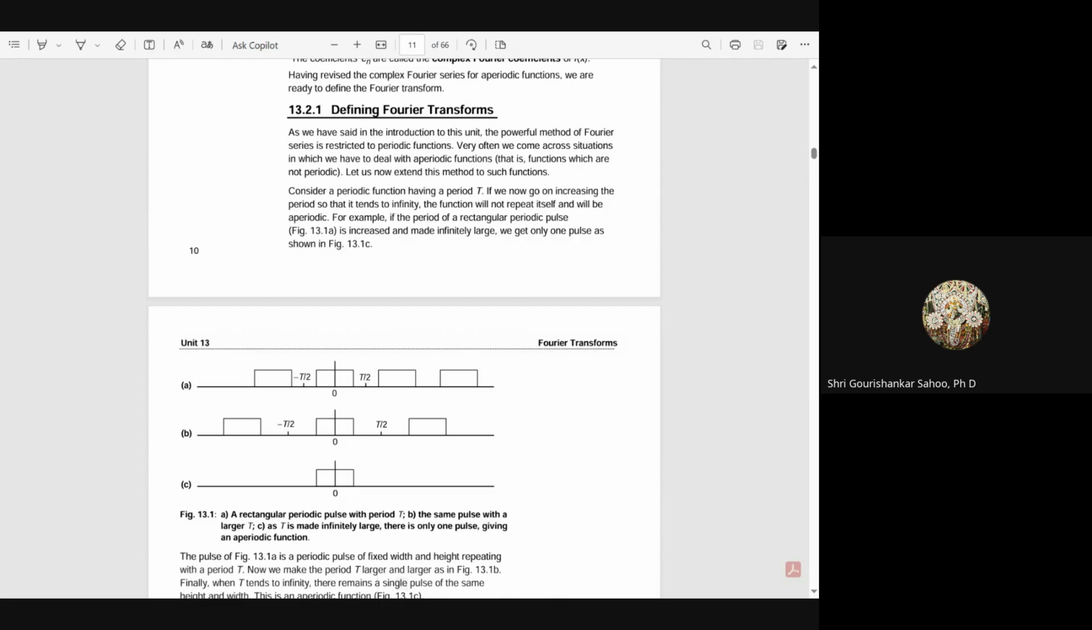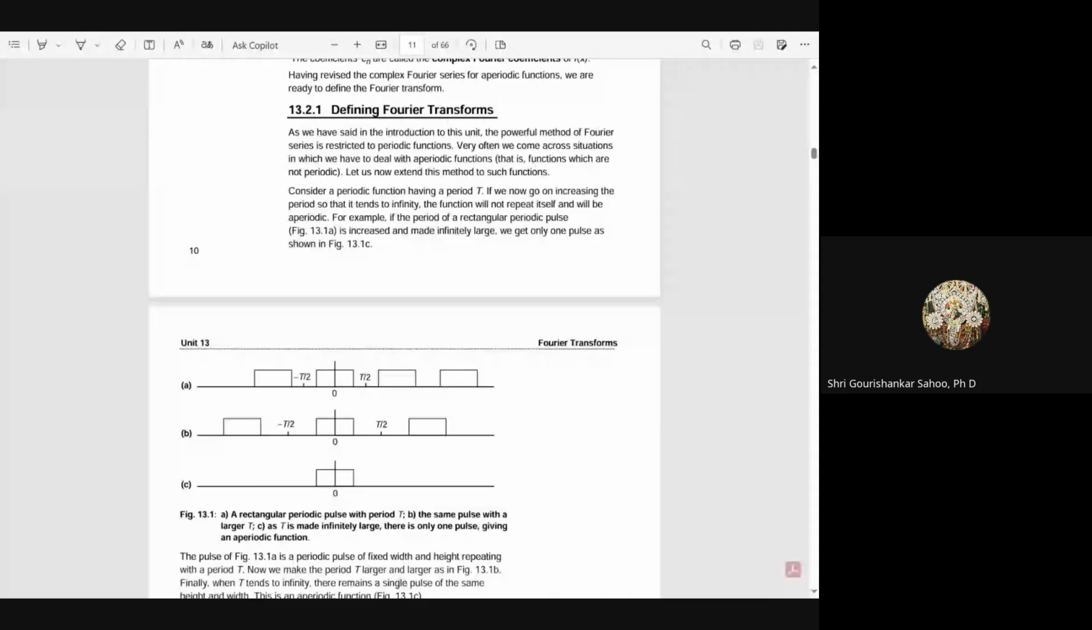So the powerful method of Fourier series is restricted to periodic functions. Very often we come across situations in which we have to deal with aperiodic functions, which are not periodic. Consider a periodic function having a period T. So we now go on increasing the period so that it tends to infinity. The function will not repeat itself and will be aperiodic.